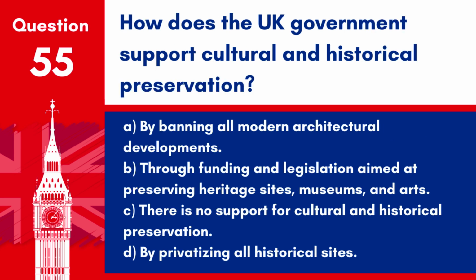Question 55. How does the UK government support cultural and historical preservation? A. By banning all modern architectural developments. B. Through funding and legislation aimed at preserving heritage sites, museums, and arts. C. There is no support for cultural and historical preservation. D. By privatizing all historical sites.